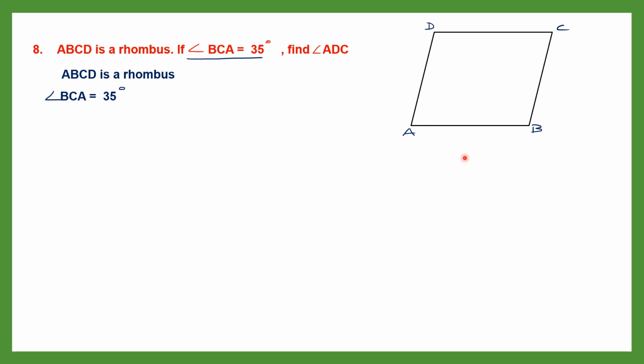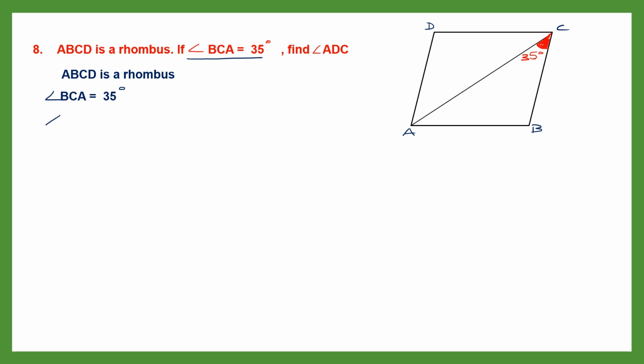Now look at this rhombus. Angle BCA. That means there should be a diagonal here. Only then we'll get angle BCA, isn't it? So let's draw the diagonal. So we have angle BCA and this is 35 degrees. So let's mark that. So this side is 35 degrees. Now we need to find angle ADC. So much is given to us. We need to find angle ADC.